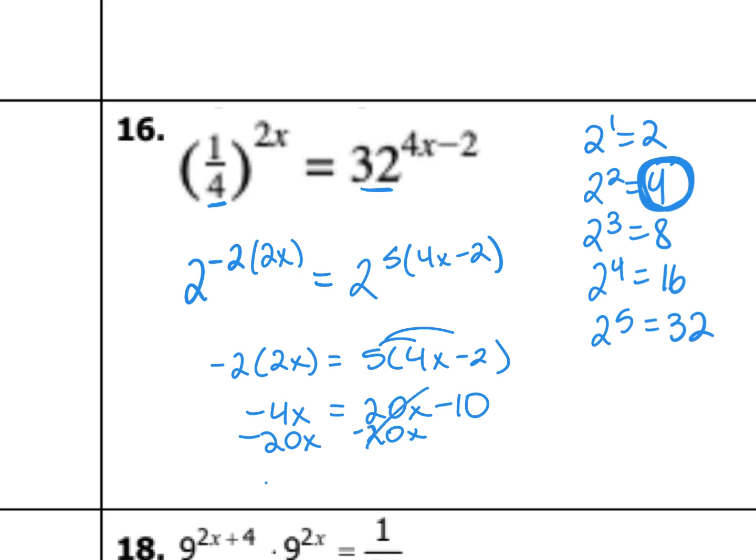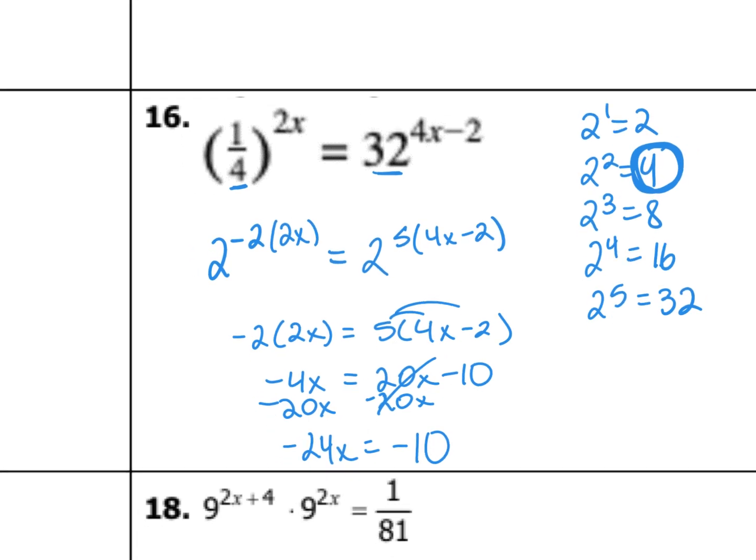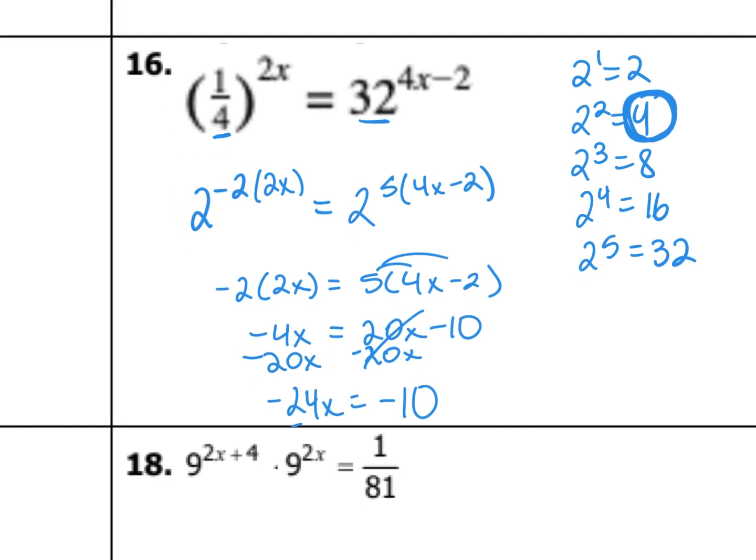Okay. Negative 24x. Negative 24x equals negative 10. Divide by negative 24. And that equals 5 over 12. 5/12. Good deal. Negative 10 divided by negative 24 will simplify to 5/12. Your calculator will actually simplify that for you, or you can.